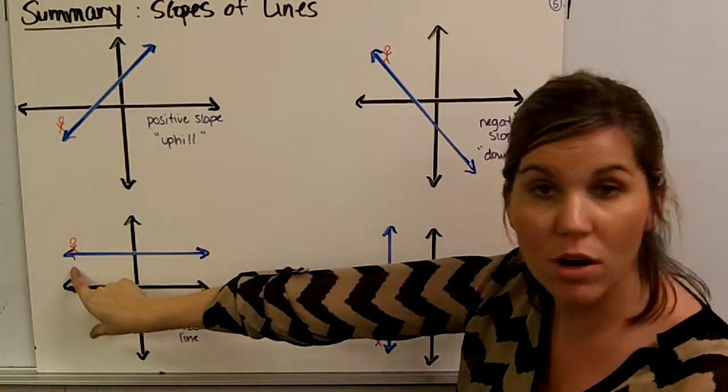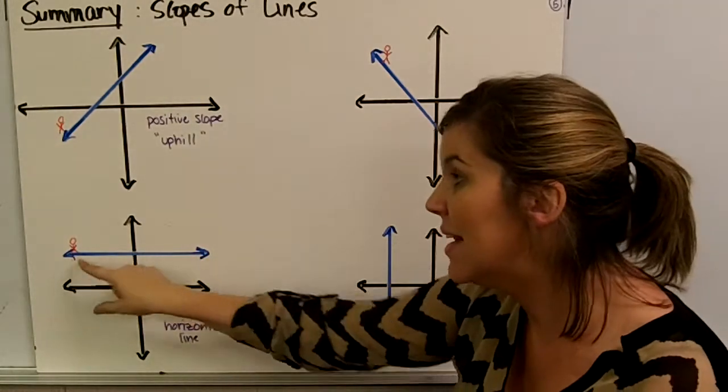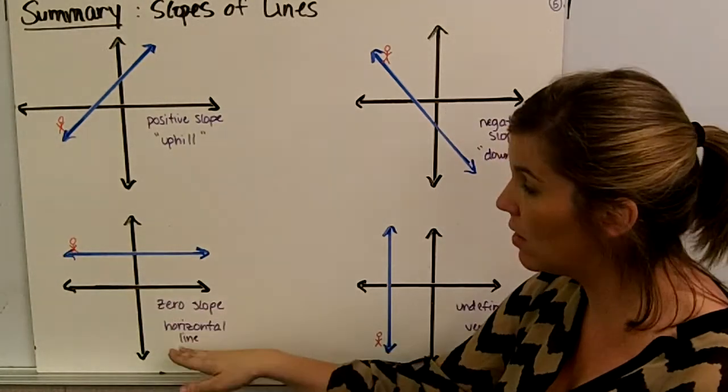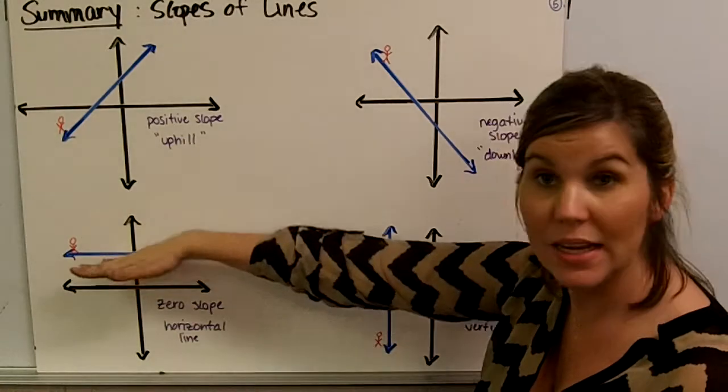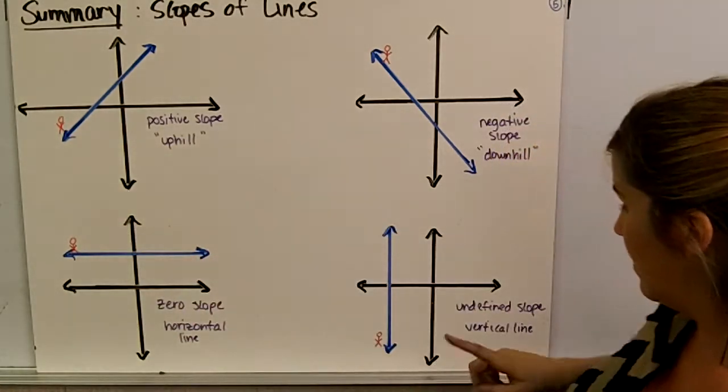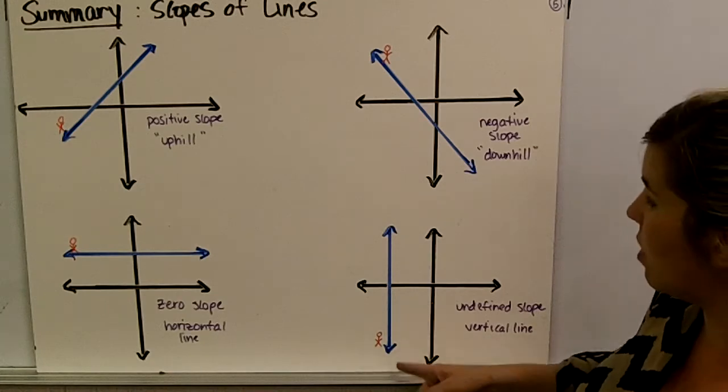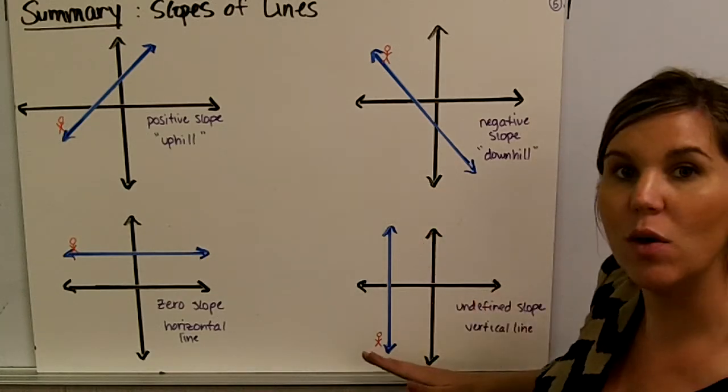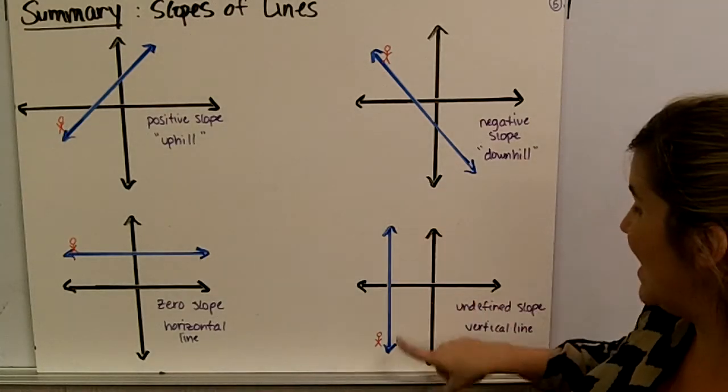If George was to walk across this horizontal line, that has a 0 slope. Remember, horizontal lines have 0 slope. It's not increasing or decreasing. And if George tried to walk up this vertical line, you can't walk up the wall, so the slope is undefined.